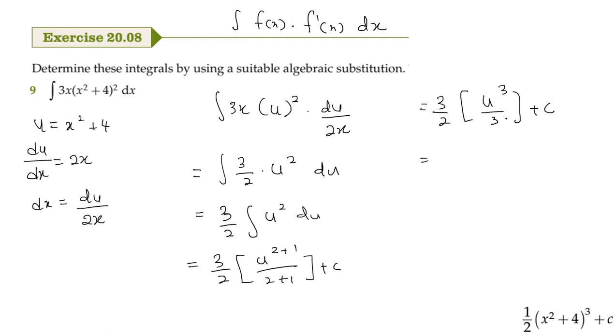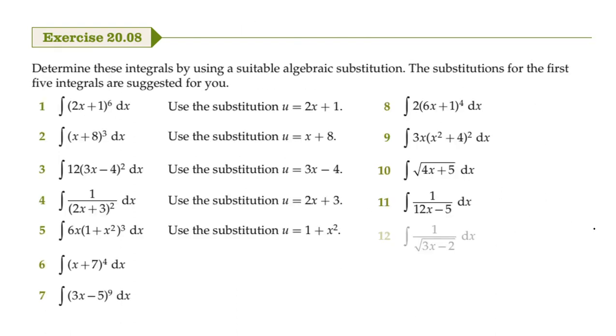Therefore, you will cancel out 3 with 3. So the answer is 1 over 2 u to the power of 3 plus c. And therefore, substitute back your u with x squared plus 4, to the power of 3, plus c. Sounds simple? So please try the rest of the questions from this 20.08. Alright?